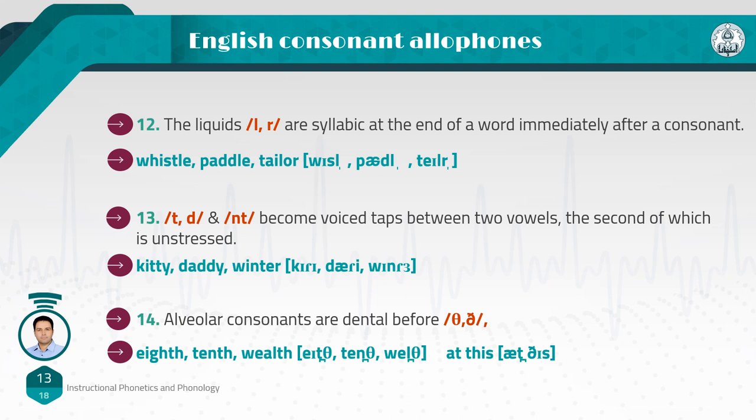If you look in the mirror, you can see the tip of your tongue, which becomes dental because of the influence of the th. Or, for example, in tenth, again this n becomes a bit dental. Or l becomes dental, wealth. Or in a phrase like at this, the first t in at becomes dental because of the th. So 14 is this: alveolar consonants are dental before these two sounds, the voiced and voiceless th.